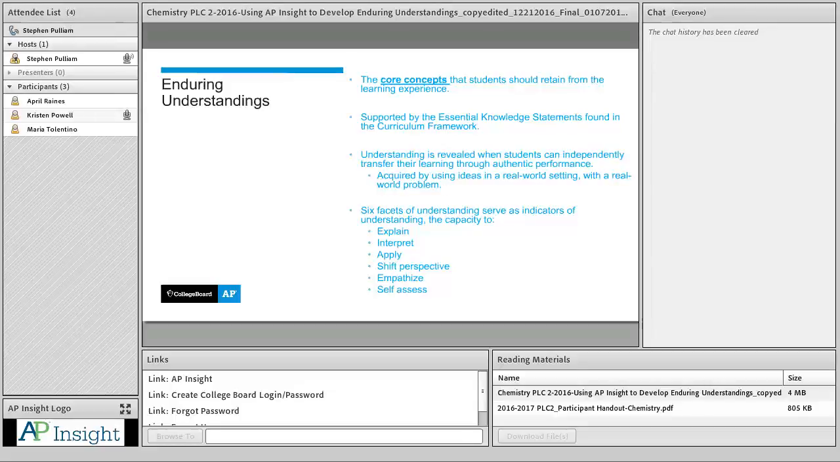What are some strategies that you guys have used in your own classrooms, even outside of AP Insight, to address that, to get students to be able to explain or interpret, or deal with a problem that's different than the one you just gave as an example?